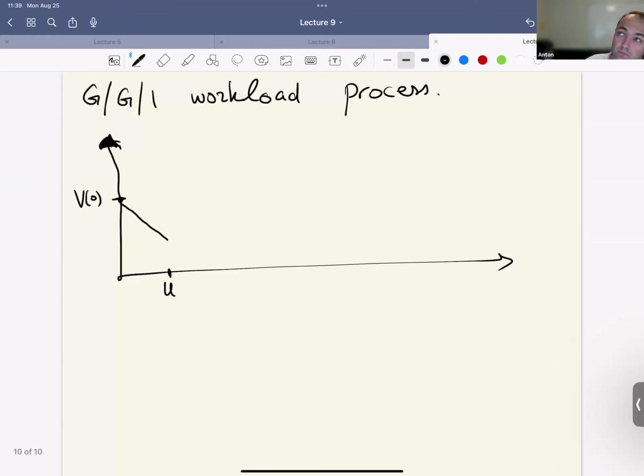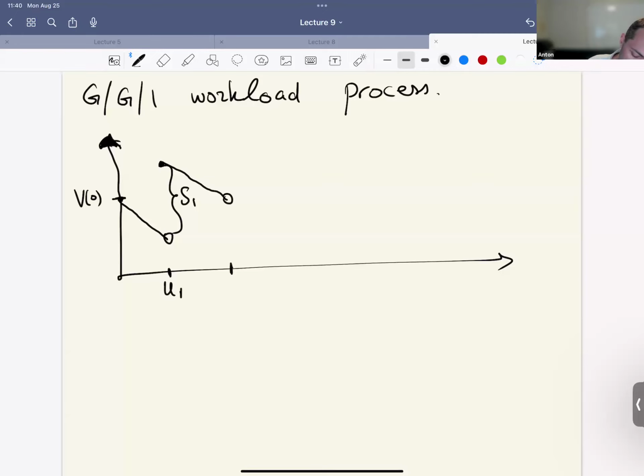So what letters do I want to use? U sub 1. Okay, so after U1 time units, a customer arrives into the system. The first arrival happens, and there's a jump because the first customer brings in S1 work into the system. So S is for service. And then the server keeps going.